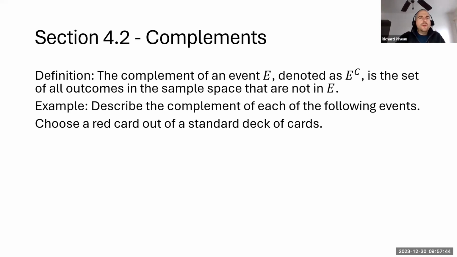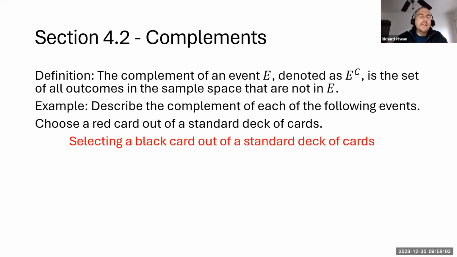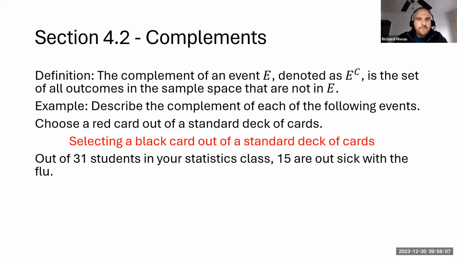So the first event here is choosing a red card out of a standard deck of cards. So what would be the complement of this? Well, if you remember how the deck of cards is organized, you either have red or black. So if I am choosing a red card and I want the complement, that means the stuff that's not red. That means selecting a black card out of the standard deck of cards.